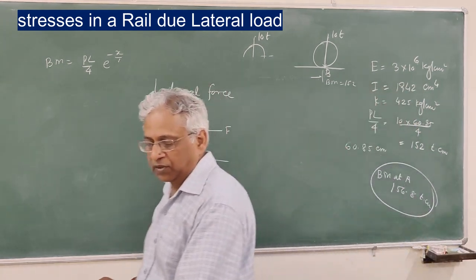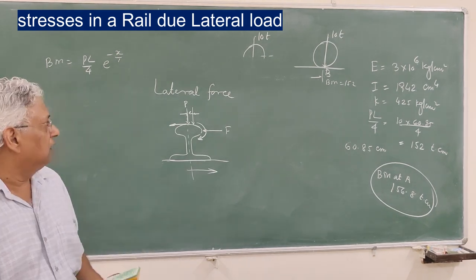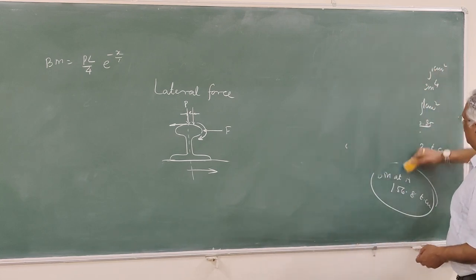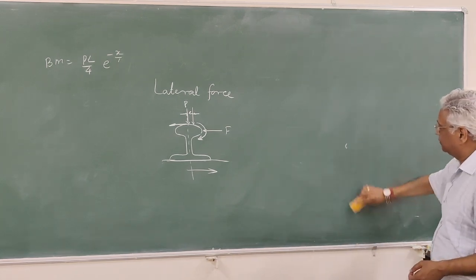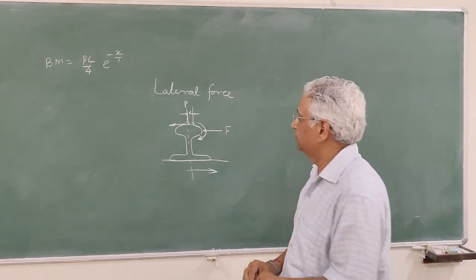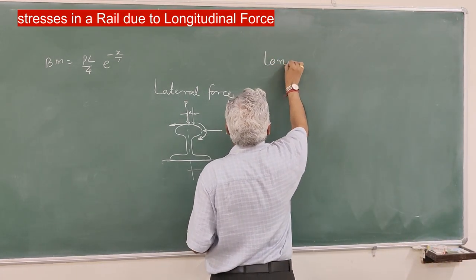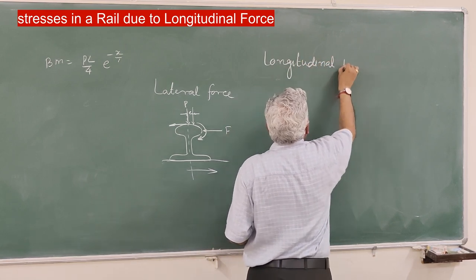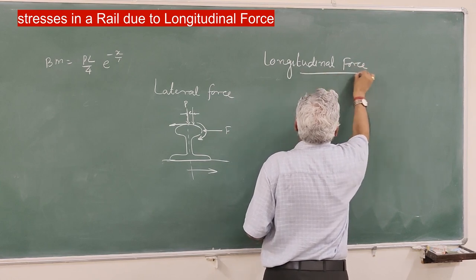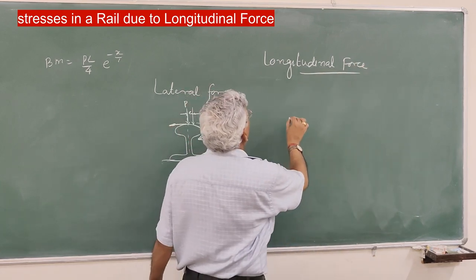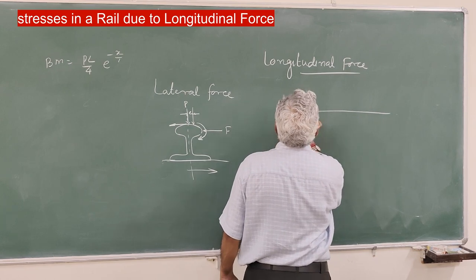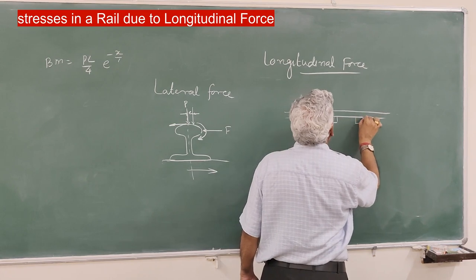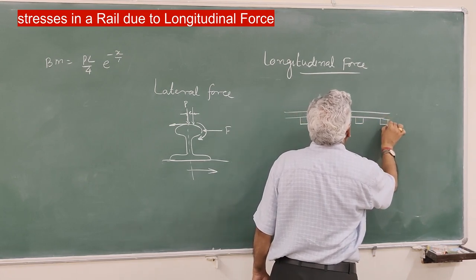Then the third force is the longitudinal force. Longitudinal force on a rail is because of rolling wheels and driving wheels.